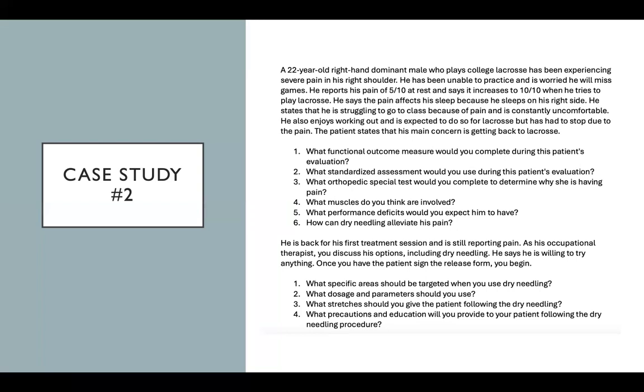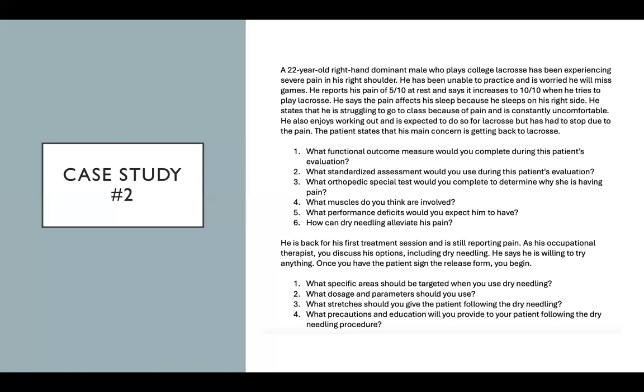So what are some functional outcome measures you could complete during this patient's evaluation? You could complete the Patient-Specific Functional Scale, as well as range of motion and the Upper Extremity Functional Index. You may complete pinch and grip, and MMT to figure out what their strength is at. What standardized assessment would you complete during this patient's evaluation? Again, the DASH would be a great one.